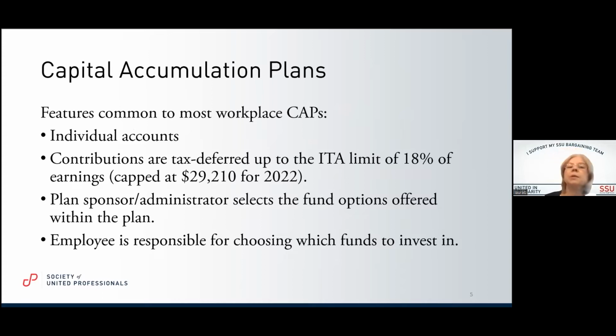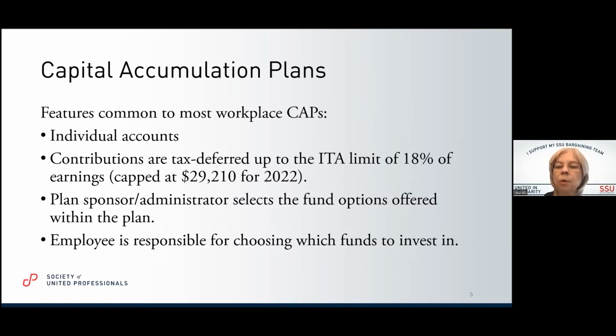There are some features that are common to most workplace capital accumulation plans. And now I'm talking about both defined contribution accounts and group RSPs. Everybody has their own account, individual accounts. The contributions are tax deferred up to the Income Tax Act limit of 18% of earnings. And that's up to a cap, which is $29,000 and change for 2022. So you can't contribute any more than that in a given year. The plan sponsor / administrator, which usually is your employer or their delegate, selects the fund options offered within the plan. And as an employee, you are responsible for choosing which of those funds to invest in.